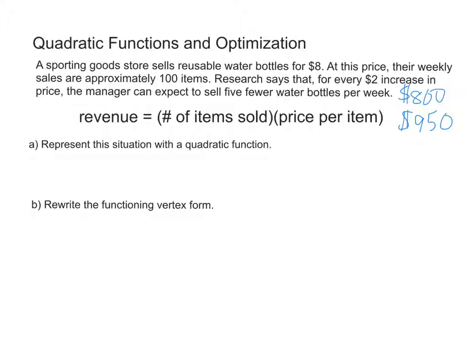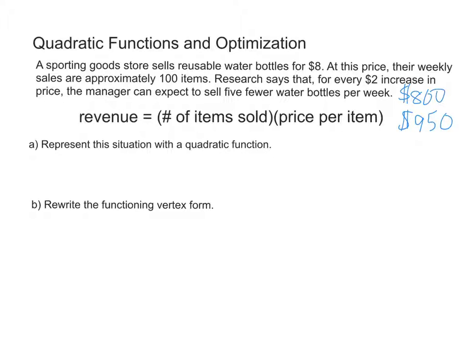So is it better for him to sell them for $10? Yeah, because he's going to bring in more money. He's going to sell fewer bottles, but bring in more money. We want to figure out how much he can increase it and still be making more money. And what's that maximum value? So we're going to write this equation, and because revenue is what we're trying to maximize, we always need to figure out what we are trying to optimize here. And in this case, it's revenue.